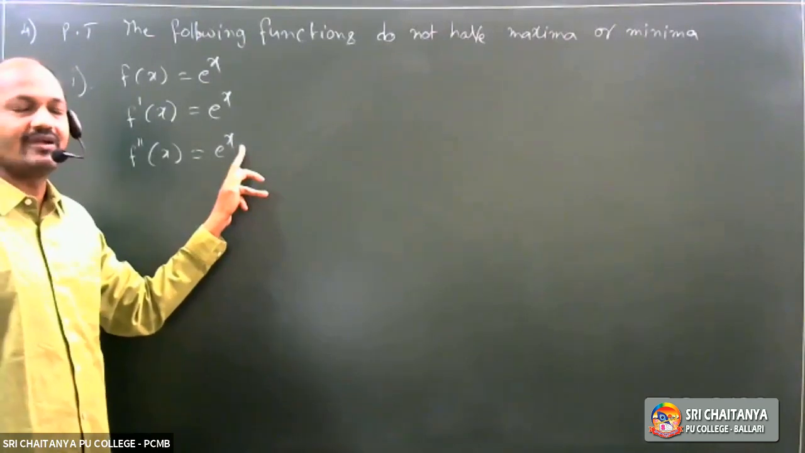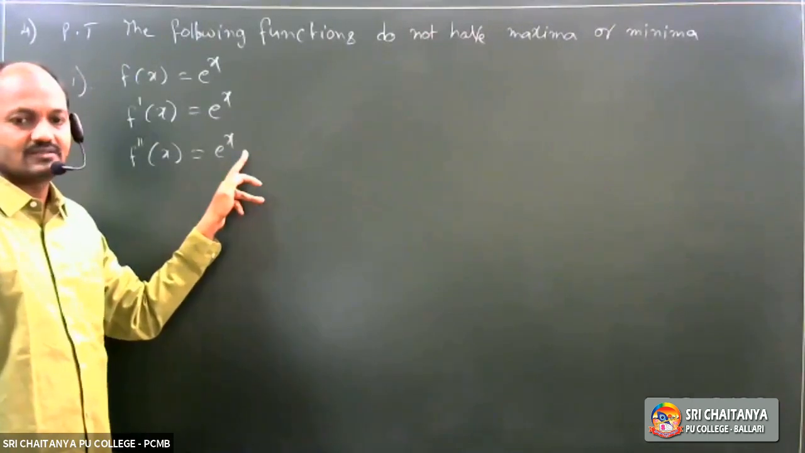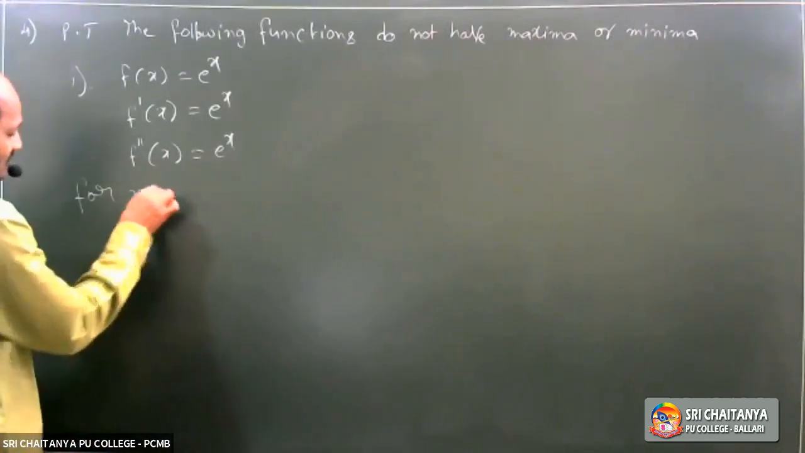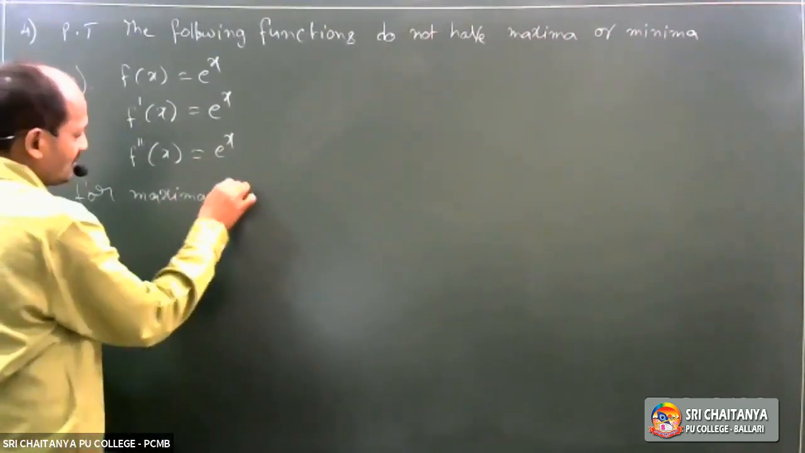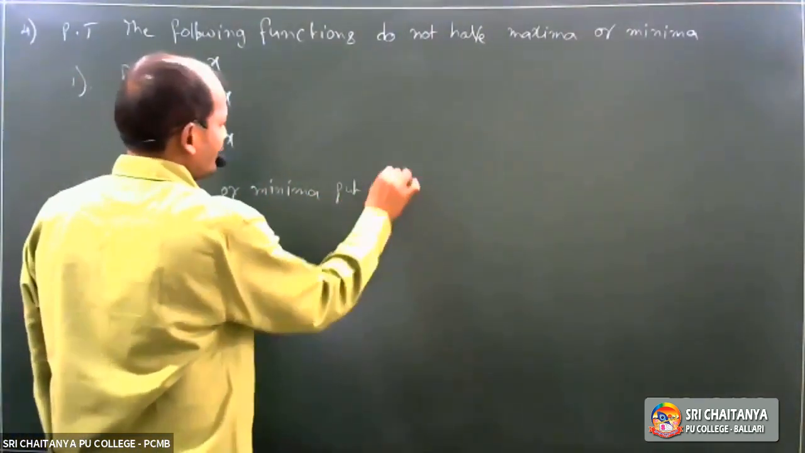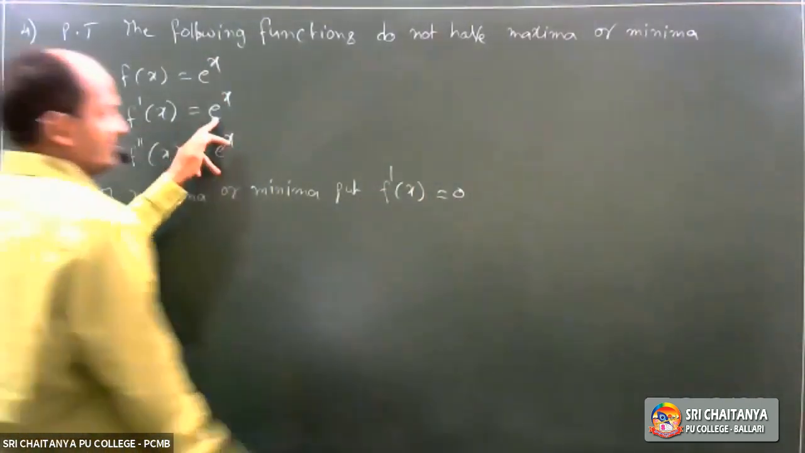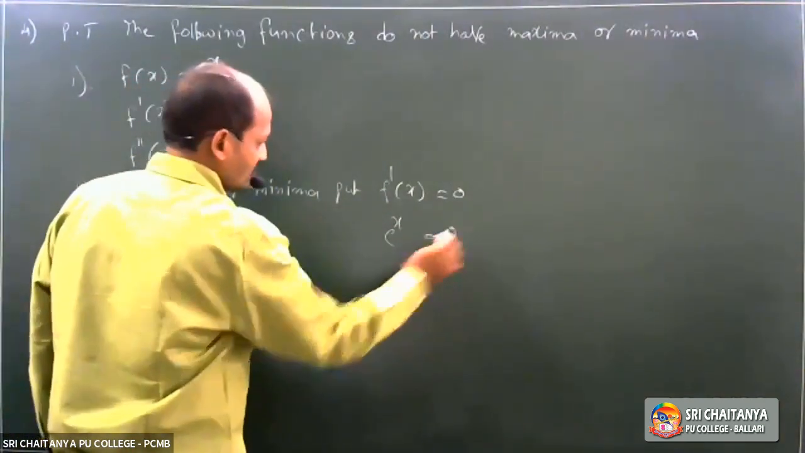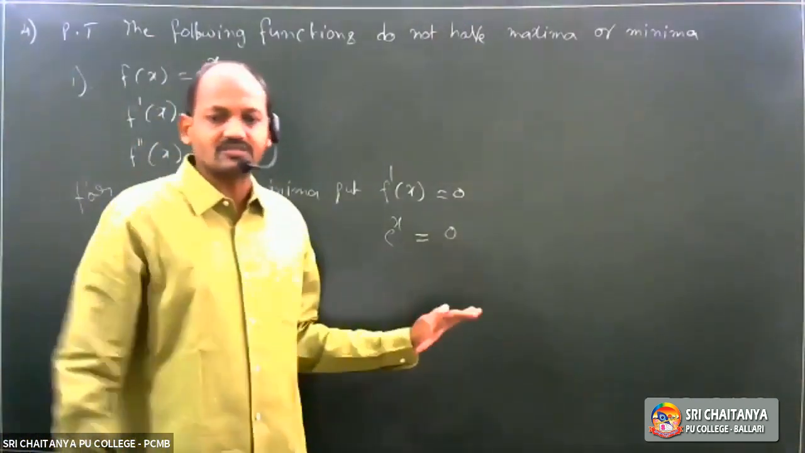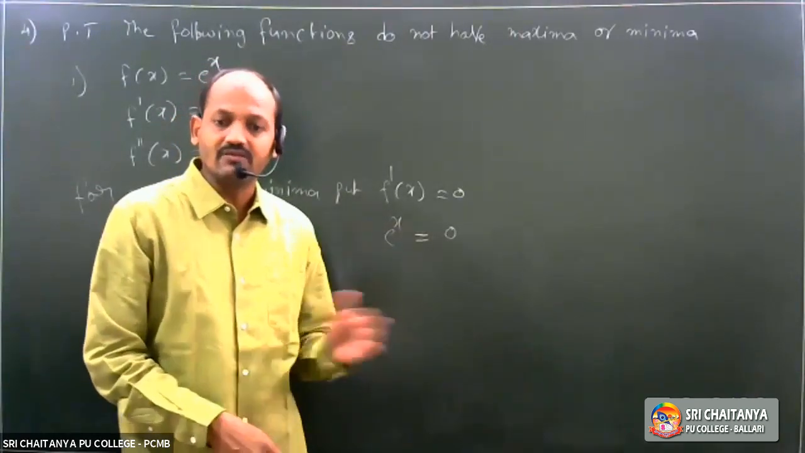So first we have to find the x value. How to find x? Consider first derivative equal to 0. For maxima or minima, put first derivative equal to 0. What about the first derivative? e power x equal to 0. This e power x equal to 0 is not possible for any value of x.